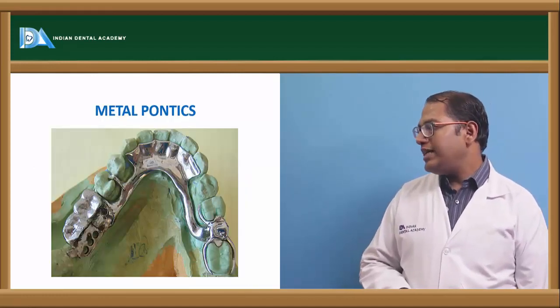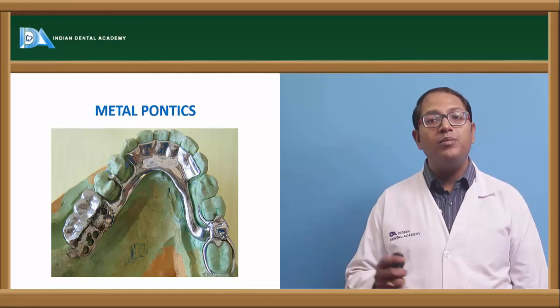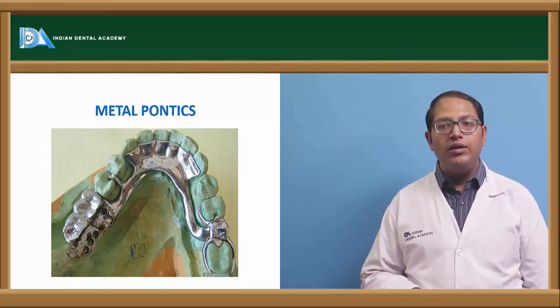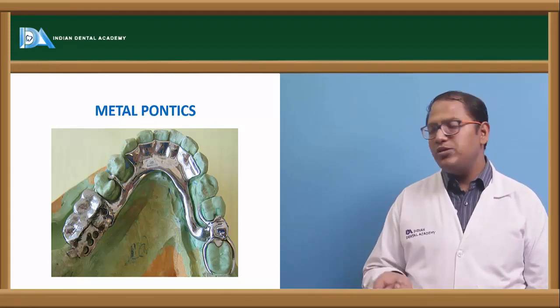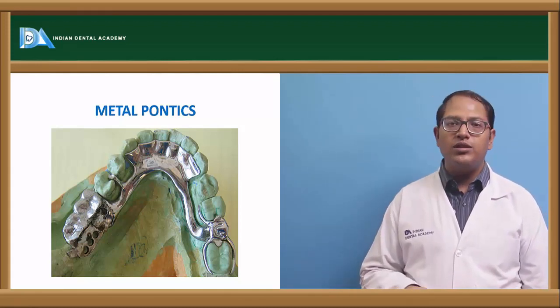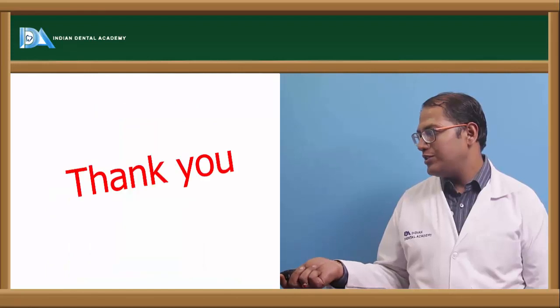Coming to metal pontics, they are indicated when there is a metal pontic already present in the opposing arch. Otherwise, we are not supposed to use metal pontics. Also, we can use metal pontics in opposing occlusion if they have natural teeth. There is no issue about it.